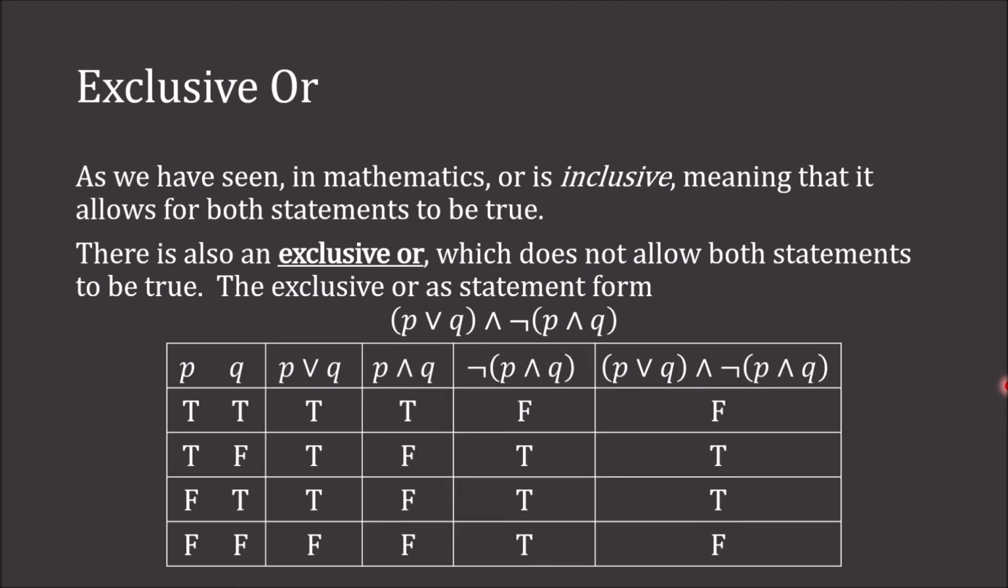And we can form this truth table. We have our statement variables, P, Q. We have our statement form P or Q. We have our statement form P and Q. Now we're negating the statement form P and Q, so all it does is switch each truth value. And now we're going to take the conjunction of the statement form P or Q with not P and Q. And notice we get our desired result. If both are true, then we get false. If only one is true, we get true. And if both are false, we get false.